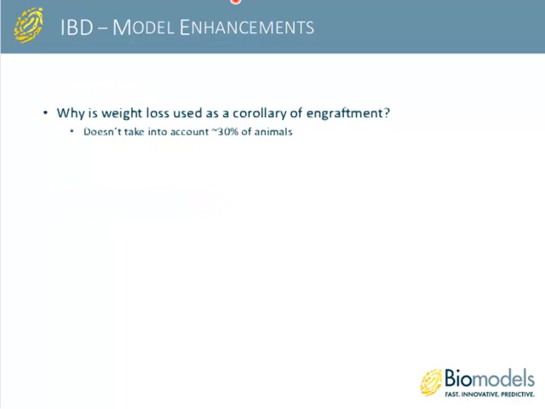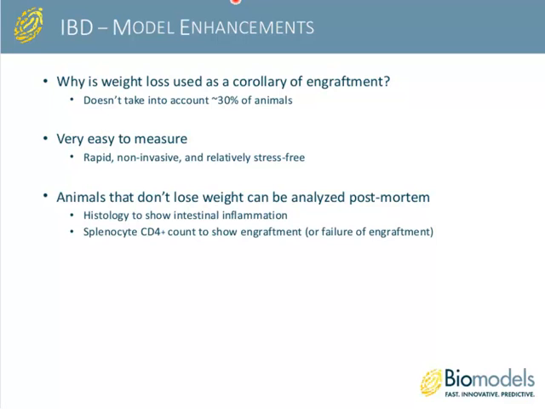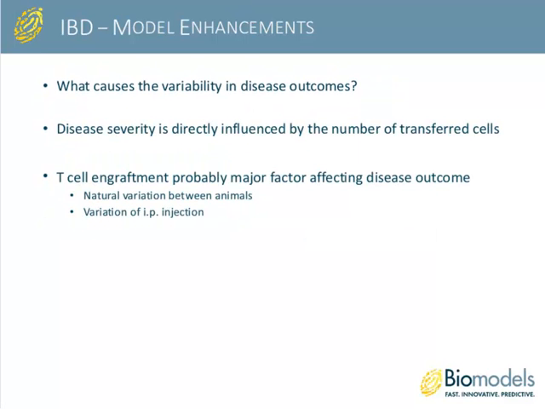Why is weight loss used as a corollary of engraftment? And the answer is that it's very easy to measure, and you can measure it every single day. If an animal doesn't lose weight, you just look at the histology and the splenocyte CD4 count at the endpoint, and if you don't see anything there, you can just retroactively remove that animal from the study. Kind of a waste of an animal and time and reagents, but that's how it goes. What causes the variability in the disease outcome?